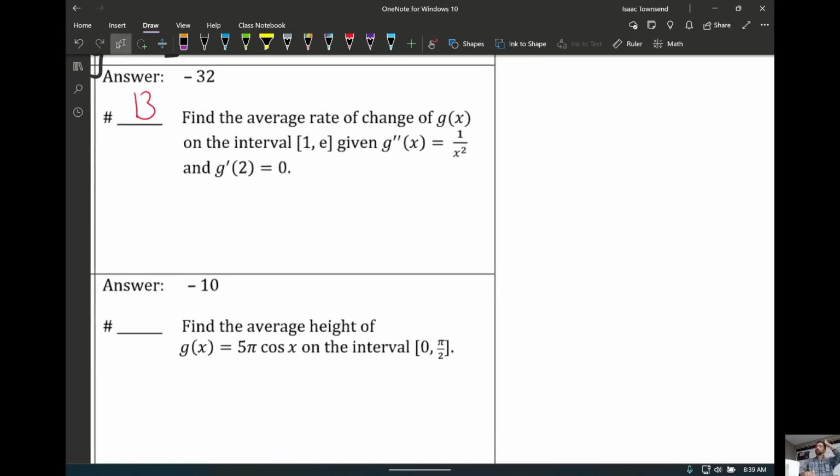Okay, so 13 says find average rate of change of g of x from 1 to e, but they give us the second derivative and a point on the first derivative. So that's a little bit different information. So I know I could find the average if I do 1 over b minus a, this is like dividing by the total distance, times the integral a to b of the derivative. But I don't have the derivative. But I know that's one way to find average rate of change.